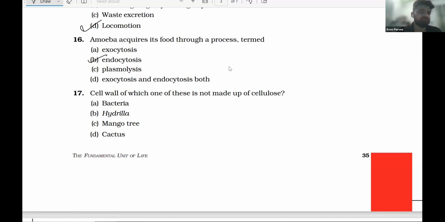Next, question number 17. Which one of the following is not made up of cellulose in its cell wall? Bacteria. Fungi's cell wall is not made up of cellulose. Only the plant cell wall is made up of cellulose. Mango tree, cactus, and hydrilla are all plants, and their cell wall is made up of cellulose. So bacteria does not have a cell wall made up of cellulose. So A is the correct option. Got it? Yes, sir.